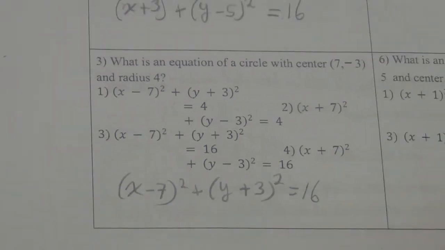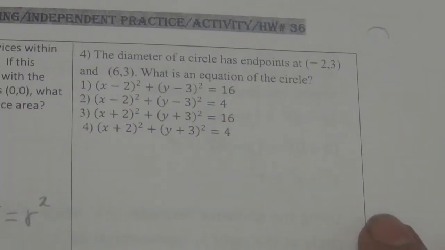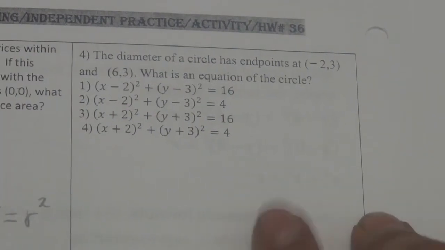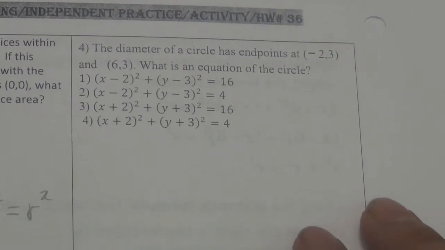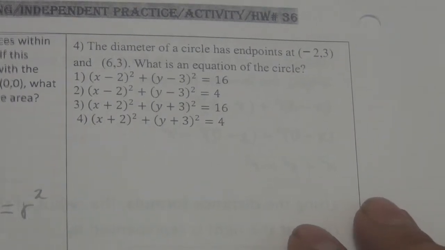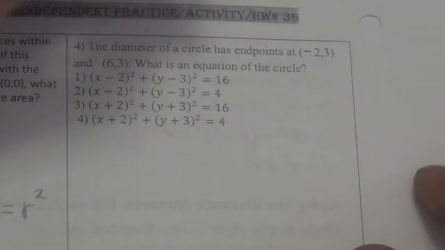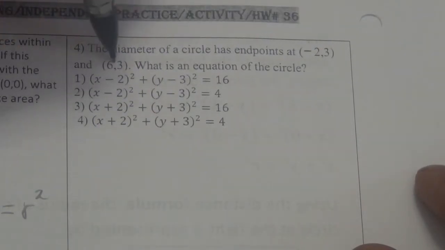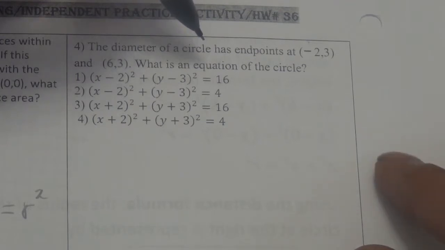All right, let's do some more problems. The diameter of a circle has endpoints at (-2, 3) and (6, 3). Now we're playing a different song. The diameter of a circle has endpoints of this and that. What is the equation of the circle?